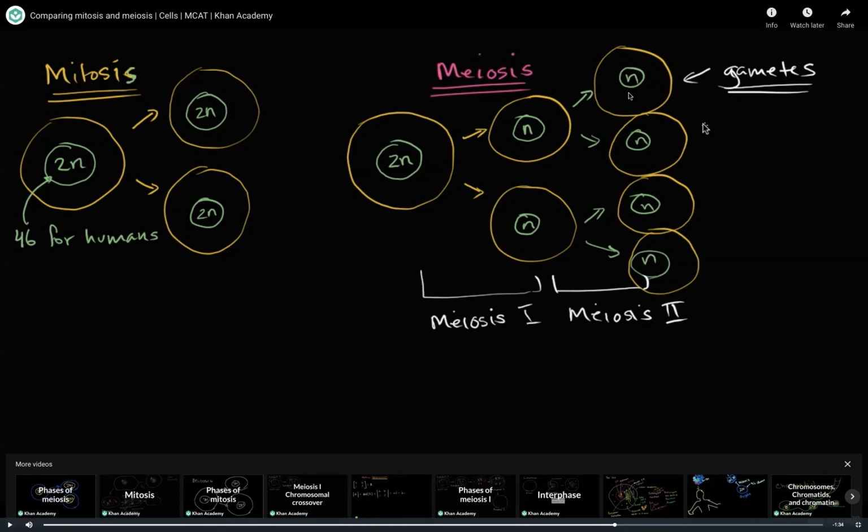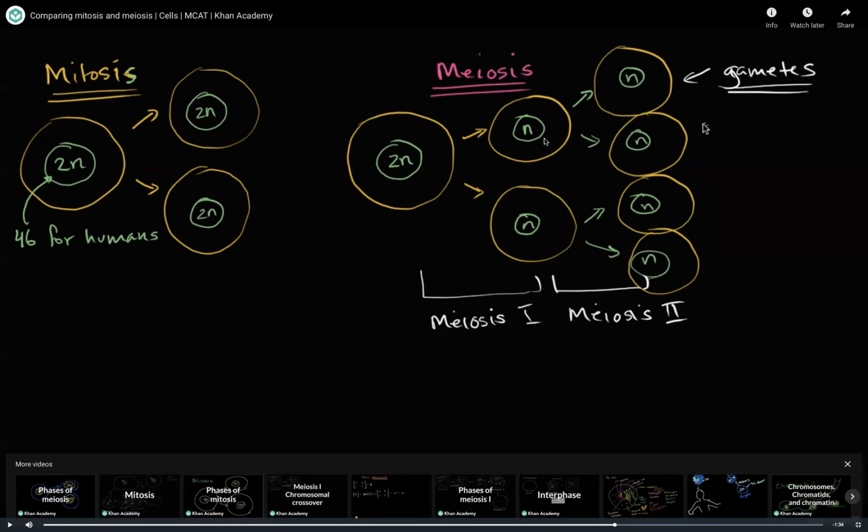So in the male testes, each one of these N, or 23 chromosomes, this will form a sperm cell, this will form a sperm cell, this will form a sperm cell, this will form a sperm cell.